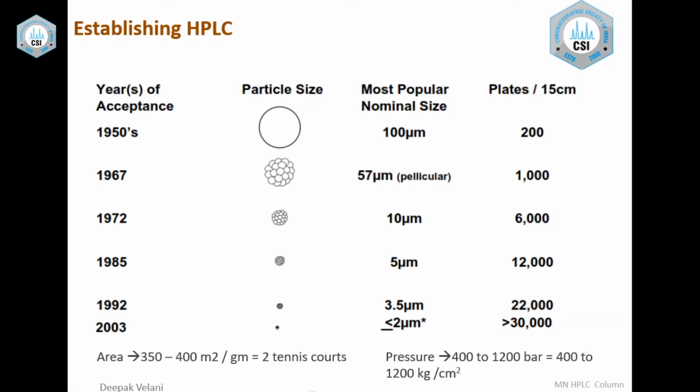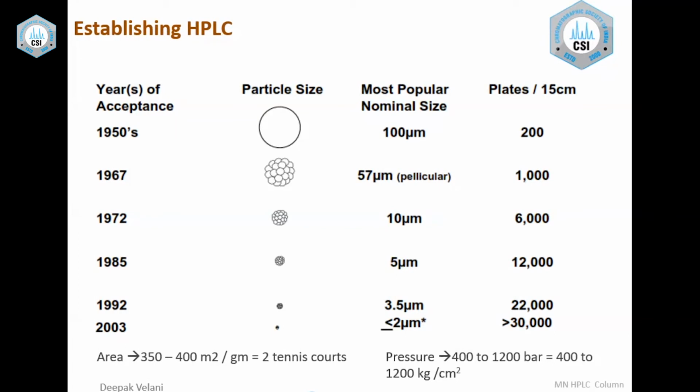And because of that, it's a technology which we should respect. When we see HPLC, we should have a respect for that. In the same way, if we see the column, the columns we are using nowadays have a surface area of 200 to say 400 or even 600 meter square per gram. Now, 350 to 400 meter square per gram is equivalent to 2 tennis courts.